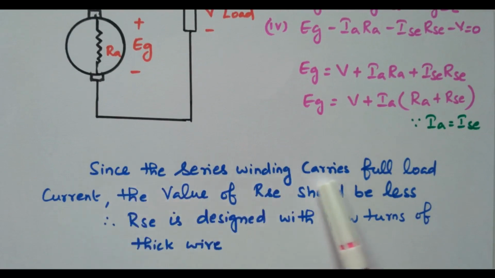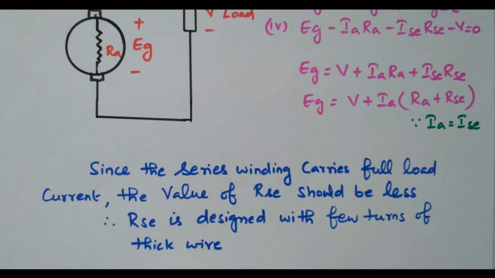Since the series winding carries full load current, the value of RSE should be less. RSE is designed with a few turns of thick wire. Right? Because if the RSE is lesser, then only the full amount of current will flow. If the RSE is very large, the current will be lesser. But here all are connected in series, so we need to increase the current flowing through the armature as well as the field winding as well as the load, so RSE should be lesser. So RSE is designed to be lesser, with very few turns of thick wire.